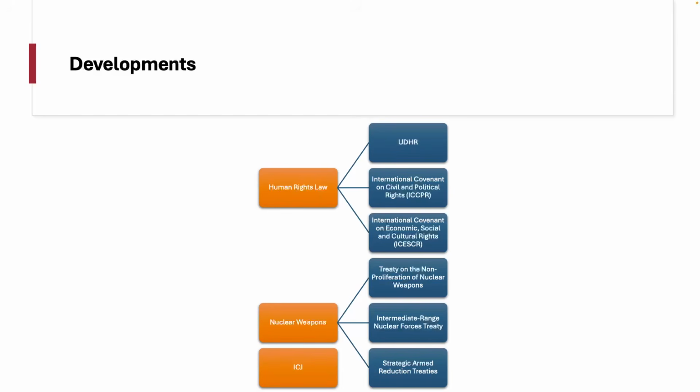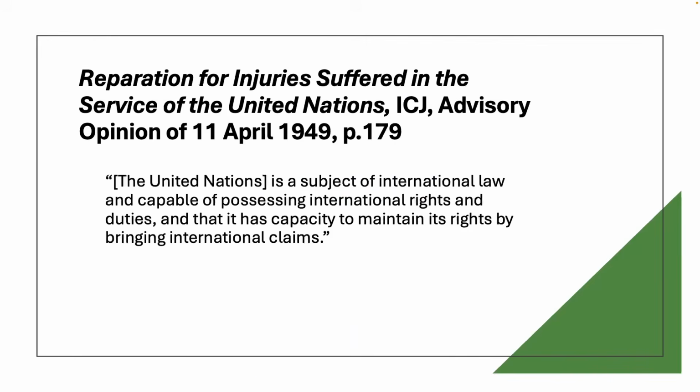entitled to. The court found, in one of its earliest cases, in the advisory opinion on reparations for injuries suffered in service of the United Nations in 1945, that the United Nations is a subject of international law and is capable of possessing international rights and duties, and that it has capacity to maintain its rights by bringing international claims. This is a very important case, and it does set a very strong precedent for the status of international organizations in this newly formed establishment of international law.